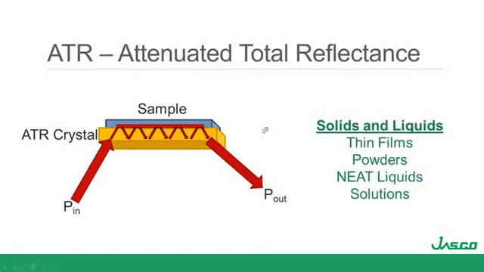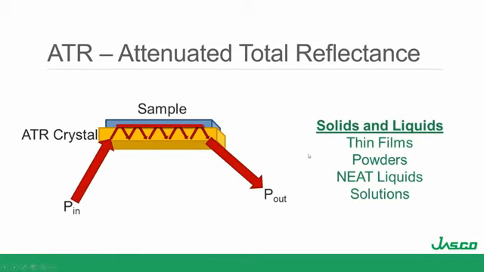So finally, ATR. With ATR, you have a crystal, and special crystals, usually diamond, zinc selenide, or germanium. And the light goes in and bounces internally in the crystal, then out. And as it's bouncing, it actually creates an evanescent wave where the sample meets it. So that's why it's called attenuated total reflectance, or ATR.